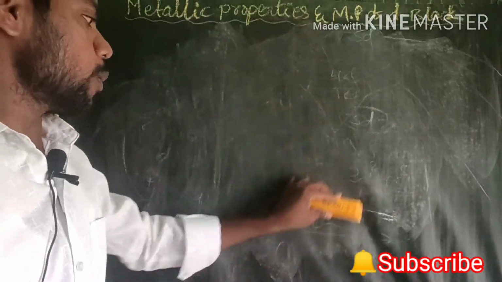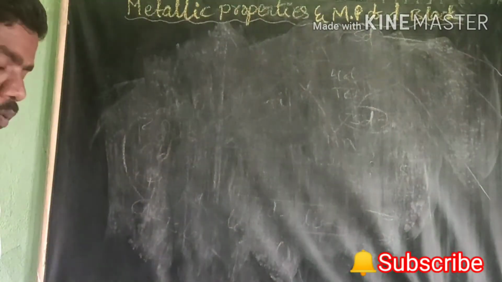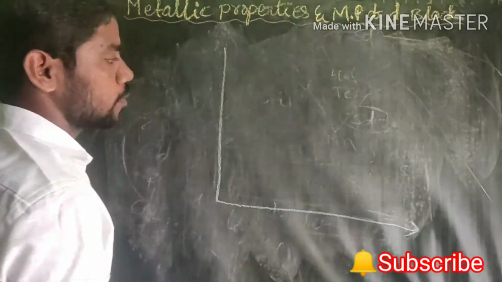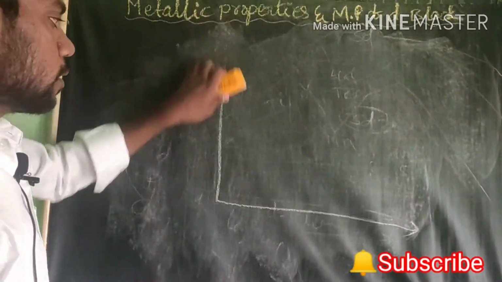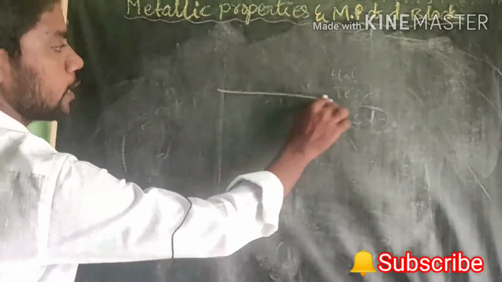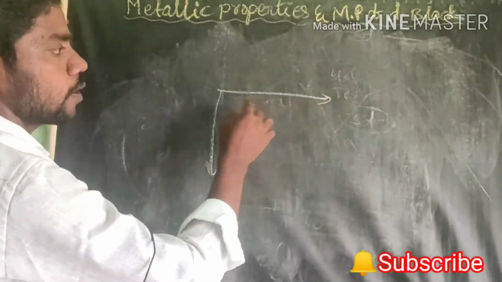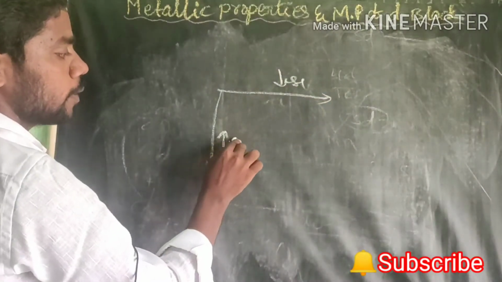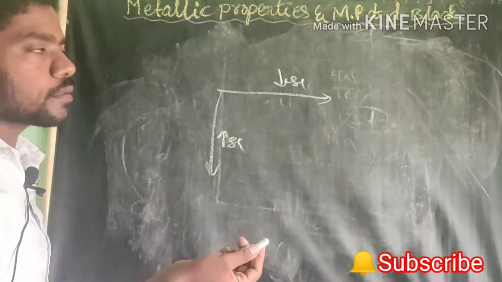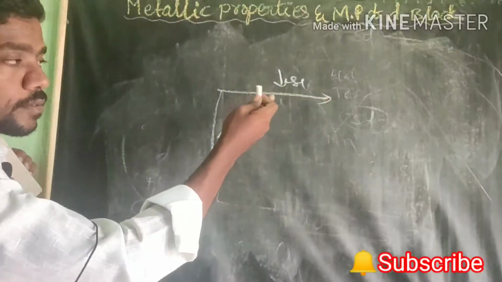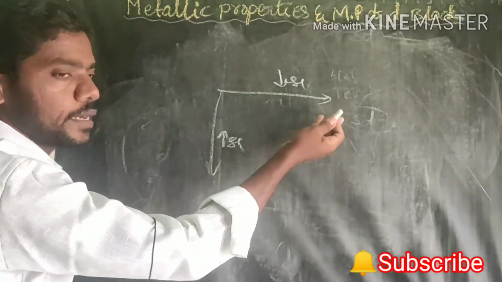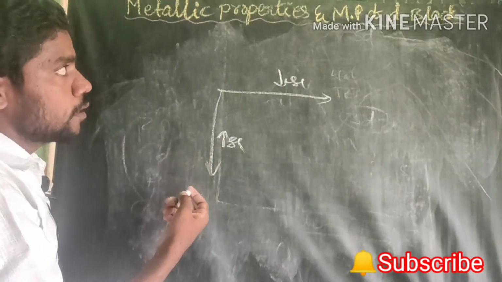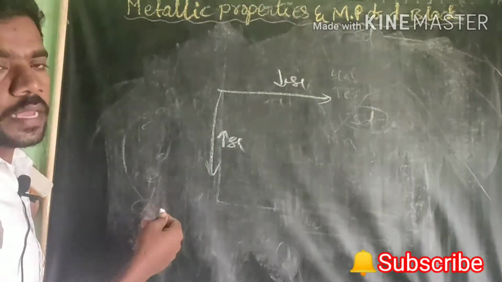Next, similarly, let's go for the melting point concept also. In this melting point also, from left to right the melting point decreases, and from top to bottom the melting point increases. Why is this? Because when the metallic character decreases, the melting point also decreases. When the metallic character increases, the melting point also increases.